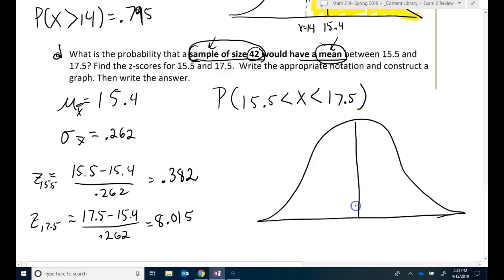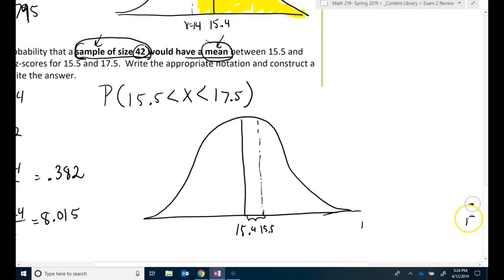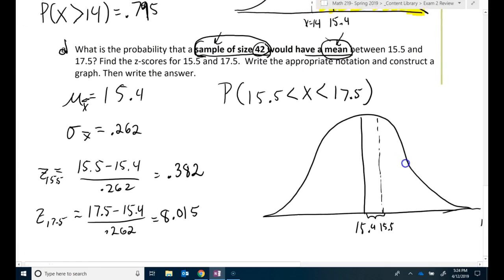So here's 15.4. We're going to start out about halfway, like a little less than half a standard deviation away. So there's 15.5. Notice that even though it's only 0.1, it's pretty far away. Okay? So it's 0.382 standard deviations away. And then 17.5, it's out here. It's so far out. It's not even on the range when we use the empirical rule. So it's way out there, and we barely even have to worry about it.